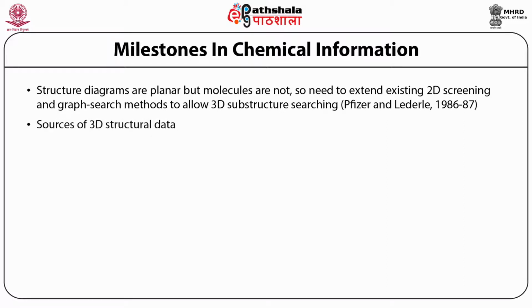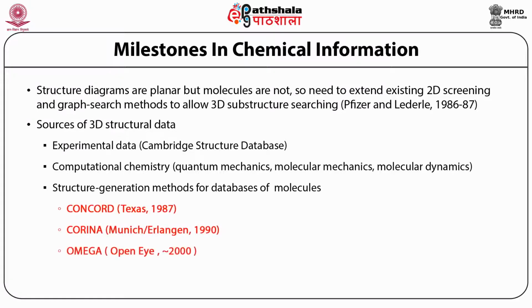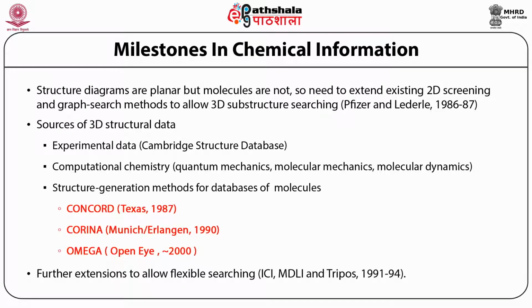Structure generation has been done very well in different ways. One is experimental data, available in databases such as the Cambridge Structural Database. There are also computational chemists who have approached it by using quantum mechanics, molecular mechanics, and molecular simulation or dynamics. Presently, three methods are very well established and available online: Concord, Corina and Omega. There are other methods also available, but I will describe only one method, Omega.